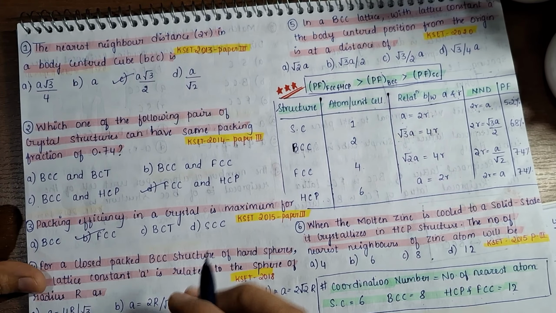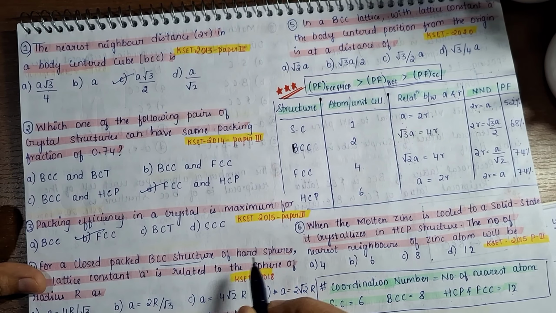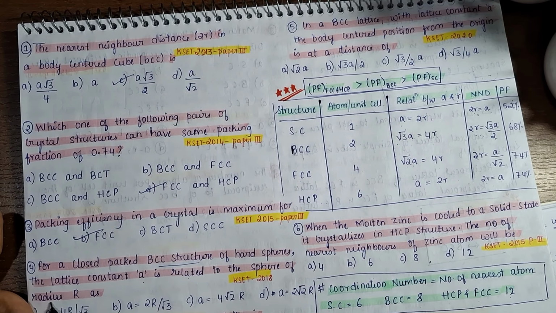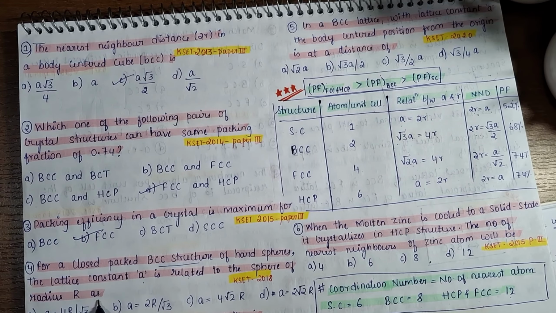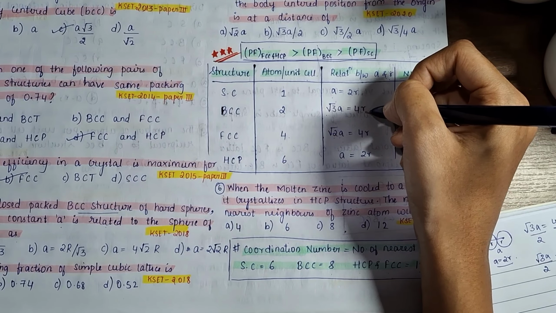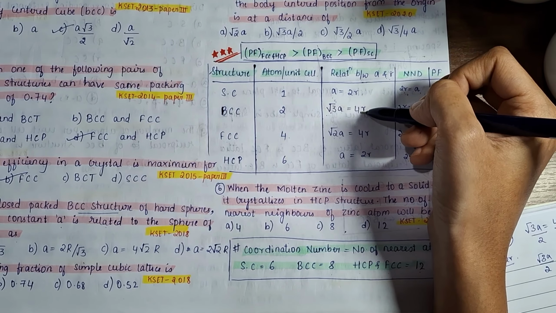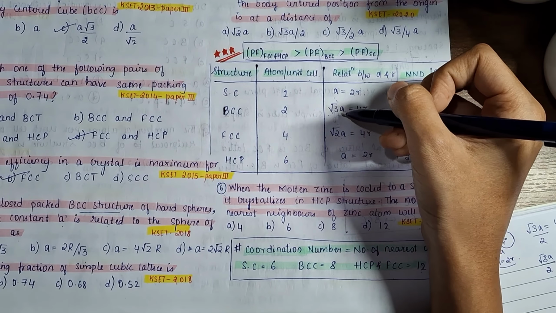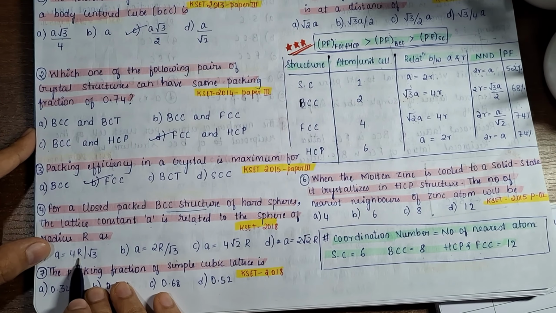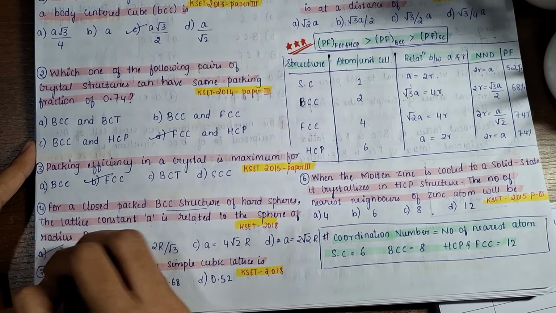For a close packed BCC structure of hard spheres, the lattice constant a is related to the sphere radius r. So they have asked the relationship between a and r for the BCC structure. The relationship between a and r for the BCC structure is root 3a equals 4r. That means a equals 4r by root 3.